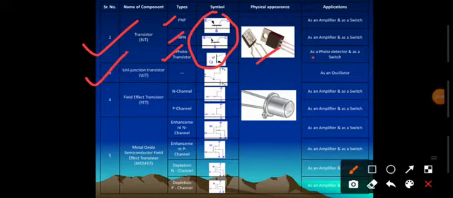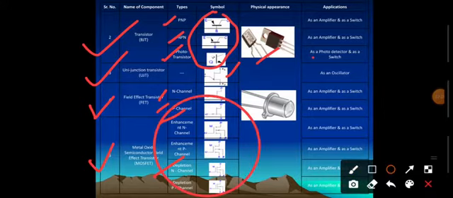Next one is UJT, unijunction transistor, and its symbol. Field effect transistor has two types, N channel and P channel, and its symbol. And the last one is the metal oxide semiconductor field effect transistor, that means MOSFET. Basically there are two types, enhancement type and depletion type. These two are further classified as N channel enhancement, P channel enhancement, and similarly N channel depletion and P channel depletion type MOSFETs. Here you can see their symbols also.